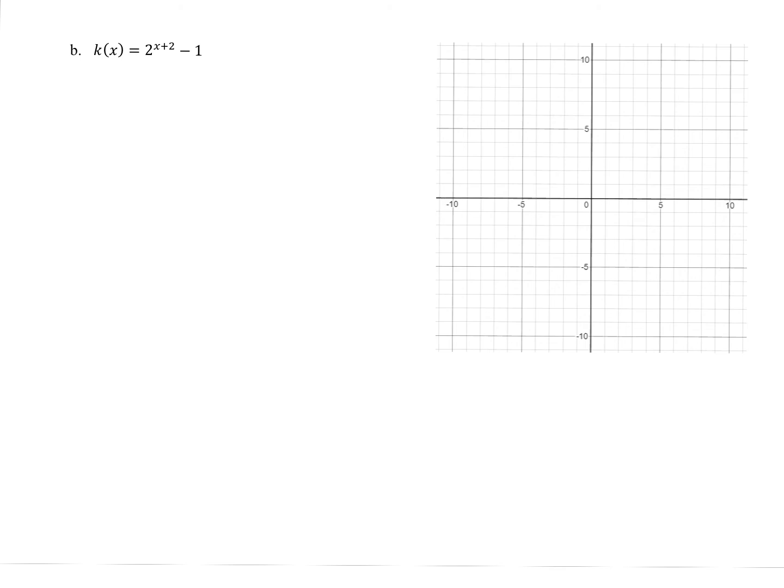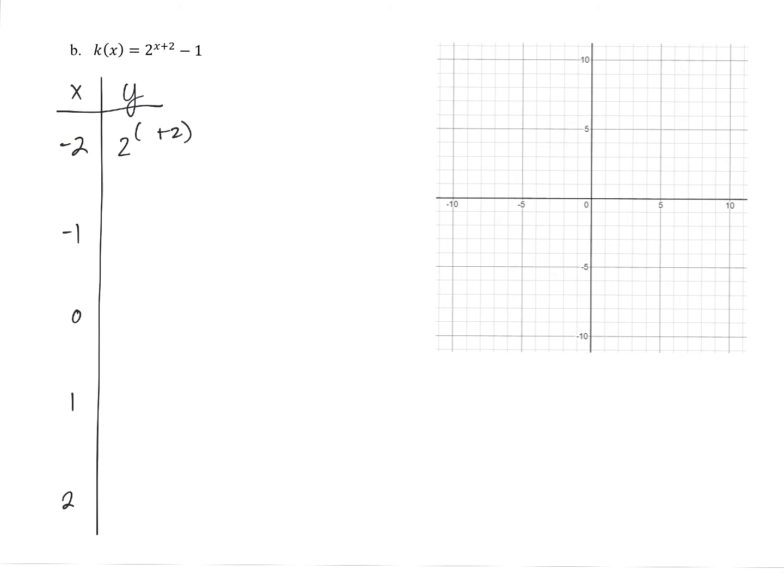So this one is actually going to be one of the times when our horizontal asymptote is going to be shifted to another place. All right, let's go ahead and set up our table of values. Leave some space here for the work. So I'll do -2, -1, 0, 1, and 2. So we'll have 2 to the, what value are we using here? -2. And then what will we end up with? So we'll end up with 2 to the 0 minus 1, which will be 1 minus 1, which is 0.